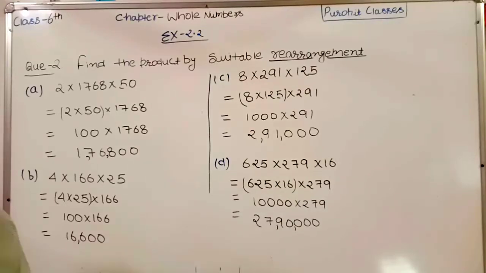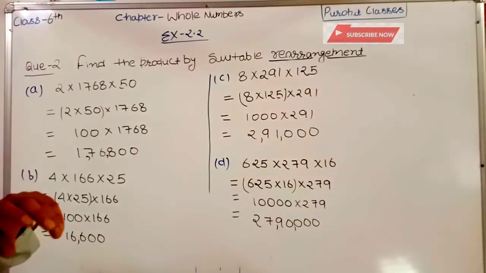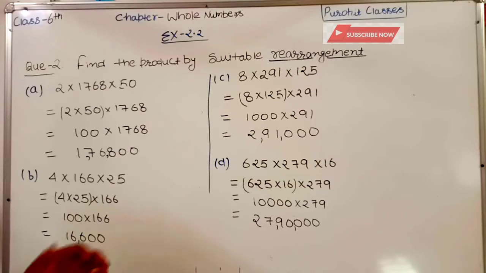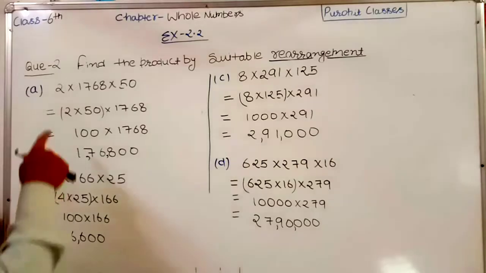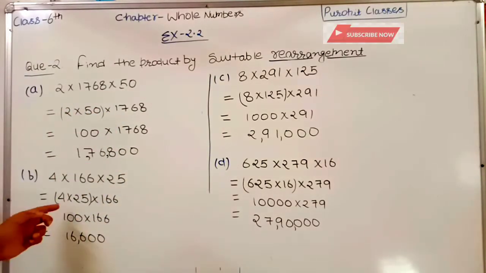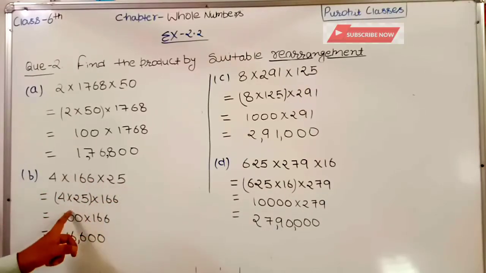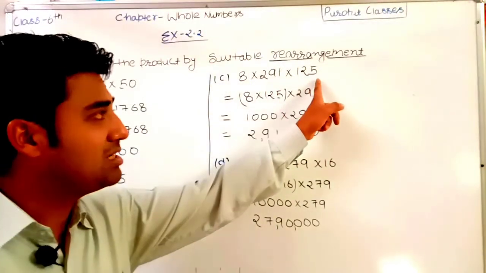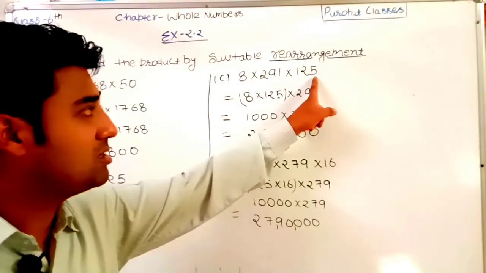So now let's see question number 2, that is also find the product by suitable rearrangement, and the same thing we have to do here. We have to find those two numbers by multiplying which we will get 10 or 100 or 400 or 300, meaning the unit or tens digit should be 0. So here we have found that if we multiply 2 and 50, it will give 100, and the remaining is here. Similarly here, if we multiply 25 and 4, it will give 100, so this will be here. Similarly here, if we multiply 8 into 5, it will give 40, meaning unit place 0, so there is a possibility.